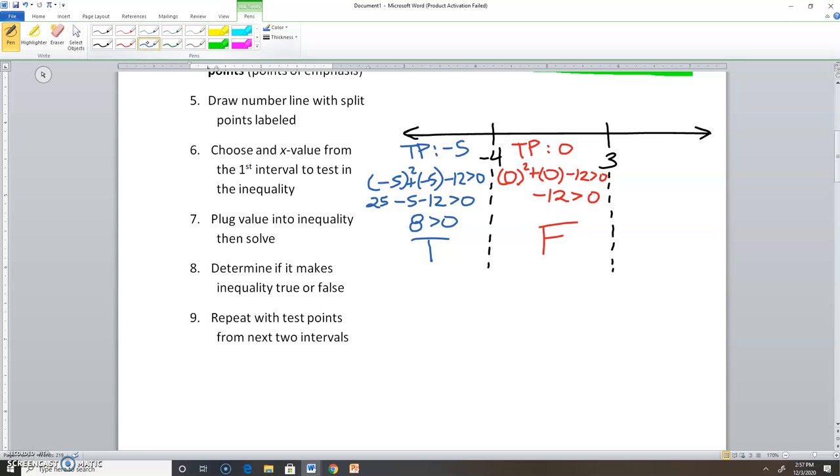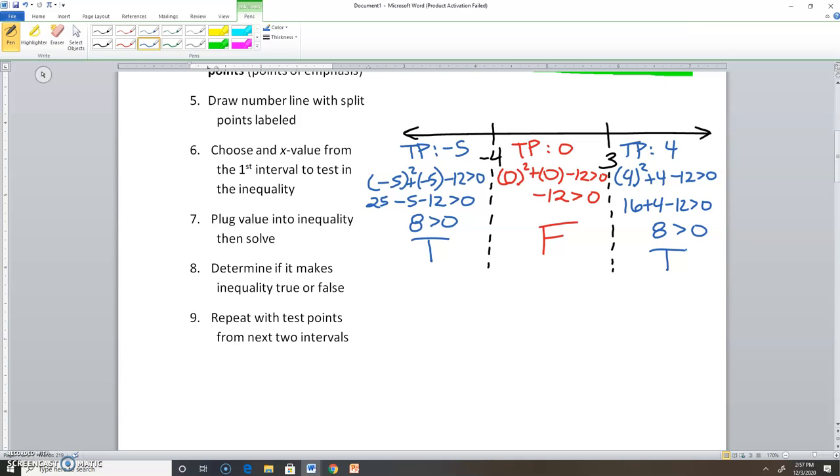Okay? And then our last test point we need to pick, we could pick 4, because that's by 3. We could pick 5, 6, 7, 8, 9, 10, 11, 12. We're going to plug those in. 4 squared plus 4 minus 12 greater than 0. That gives me 16 plus 4 minus 12 greater than 0. 16 and 4 is 20, minus 12 is 8. Again, 8 is greater than 0, which means that that is true.